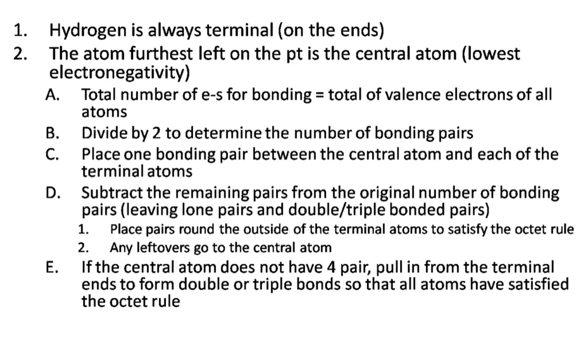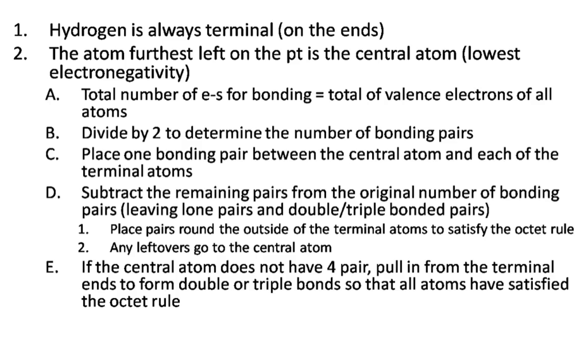In order to establish an initial bond, you will place one pair of those electrons between the central atom and each of the terminal atoms. And while you're doing this, you're going to subtract the pairs used from the original number of bonding pairs, leaving your lone pairs and your double and triple bonds for later. You'll then place pairs around the outside of the terminal atoms to satisfy the octet rule, with the final pairs that are left over going on the central atom.